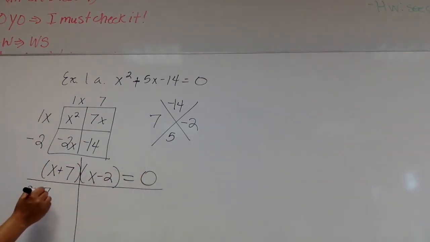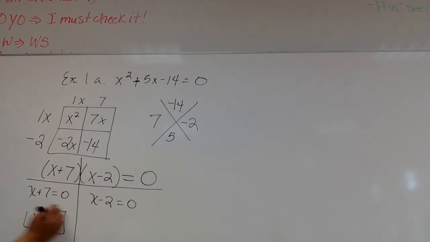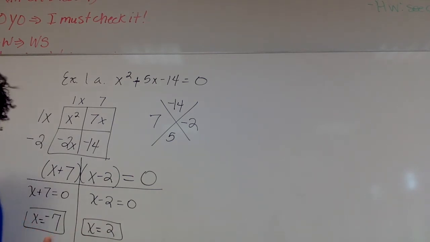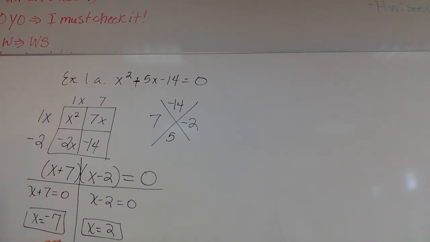So that gives me x plus 7 is equal to 0, x minus 2 is equal to 0. Solve. My solutions are negative 7 and positive 2. So that's what I mean by we're putting everything together. This is what we did earlier in 10.6. This is what we did in 10.5. All I did was just put the two concepts together to get my answer.